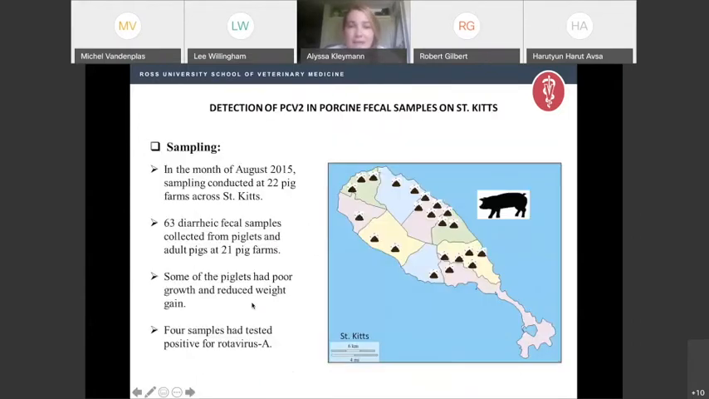Sampling of the feces actually occurred before my time. This was in August 2015, and 63 direct fecal samples were collected from piglets and adults at 21 pig farms, and this is depicted by the map to the right. Some of the piglets were noted to have poor growth and reduced weight gain, and it was also noted that 4 samples tested positive for rotavirus A.